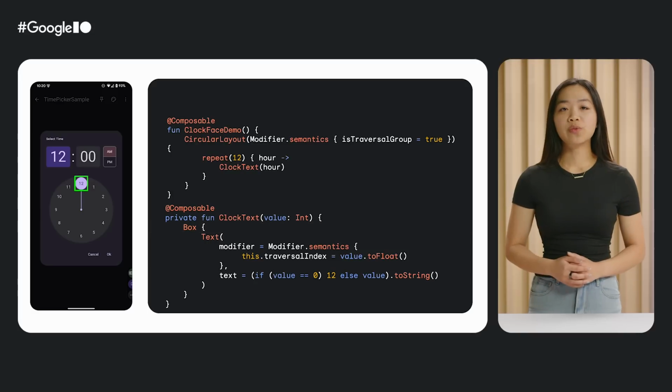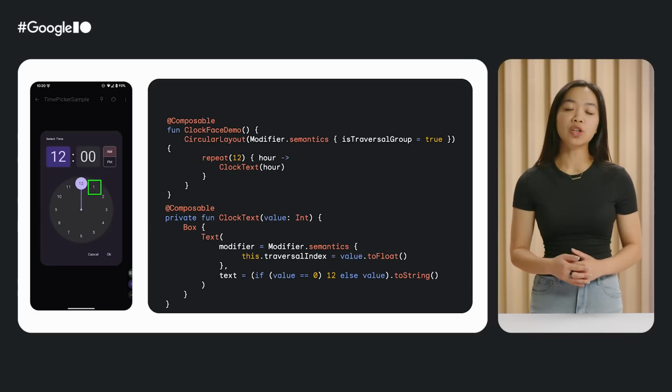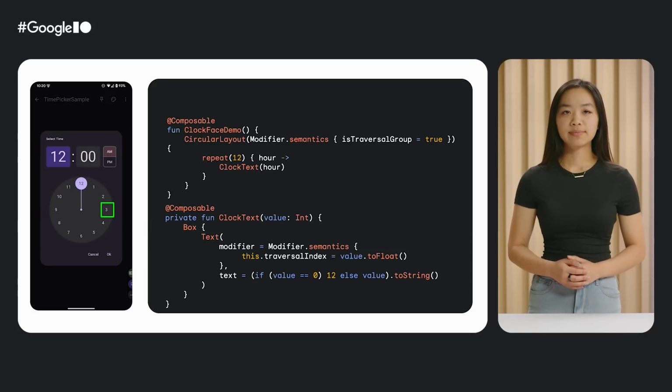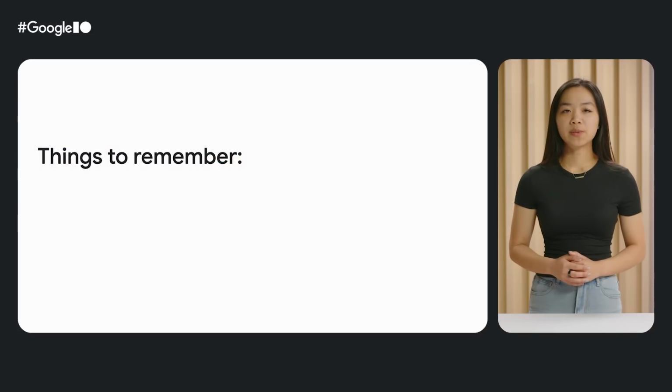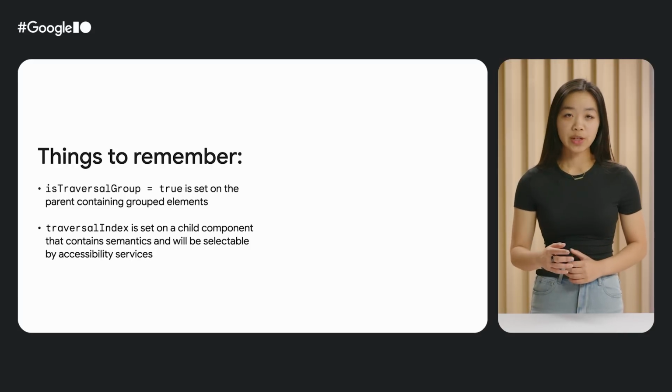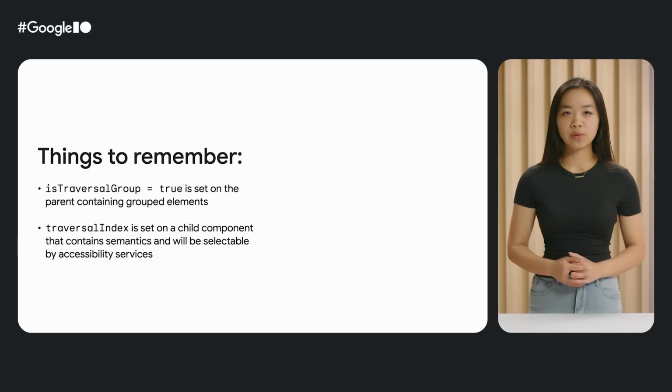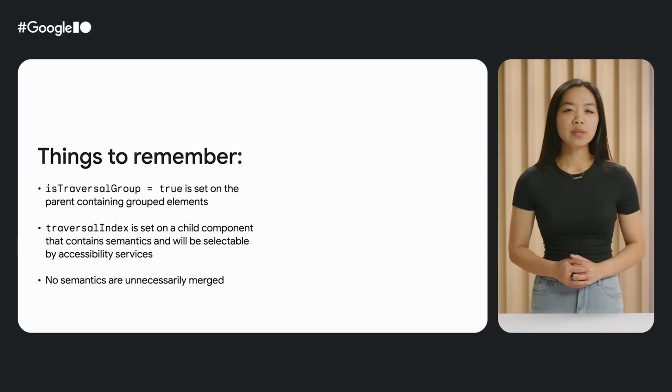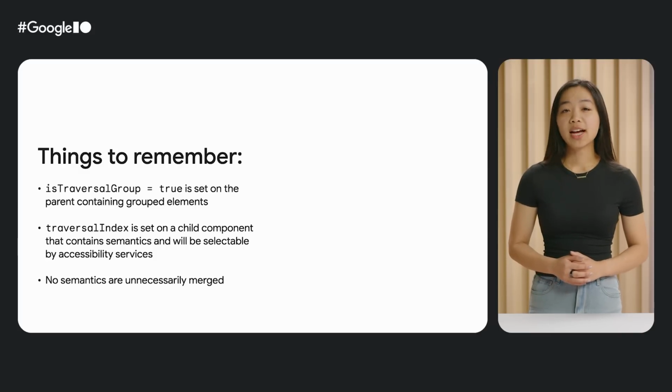With those changes, we've adjusted our traversal order to be more logical for accessibility services. As you apply these APIs, here are some things to keep in mind. Is traversal group equals true should be set on the parent containing the grouped elements. Traversal index should be set on a child component that contains semantics and will be used by accessibility services. And no semantics are unnecessarily merged, as this may affect which components traversal indices are applied to.